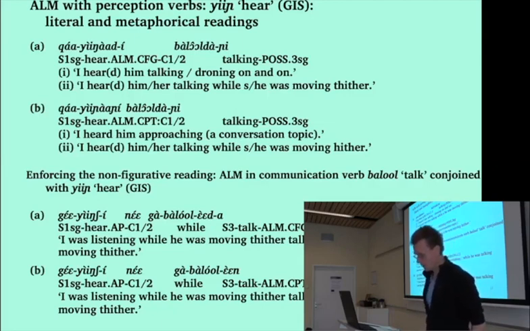So the centrifugal ALM in 14a is used to express that the perceived figure moves away from the deictic center in the realm of discourse, droning on and on. And in 14b, the centripetal ALM, in its figurative extension to discourse space, encodes the gradual movement towards touching upon a subject or a topic in conversation. Since in both cases the metaphorical reading is the preferred one, another construction is then employed to enforce the locomotive reading, and this is done by splitting the clause in two with the ALM extension shifted to the verb of speaking, balol, and these are the examples below.